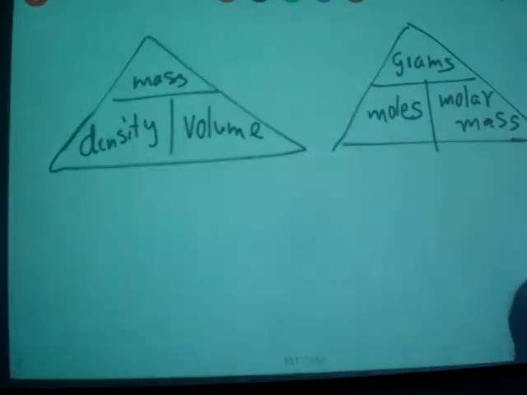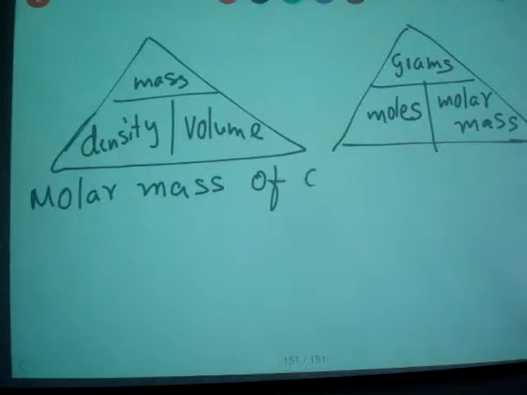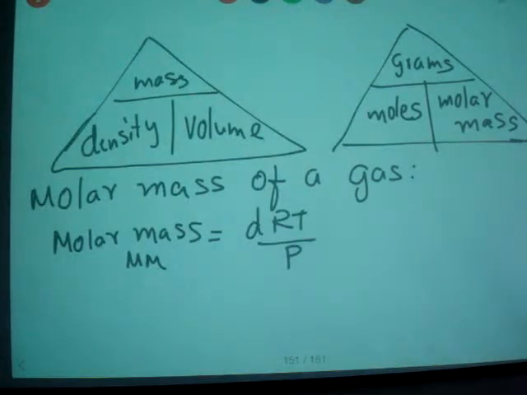We are going to start calculating molar mass of a gas. Molar mass of a gas. And the equation is molar mass, or MM, equals dRT over P. Now D stands for density, and we know density is mass divided by volume.